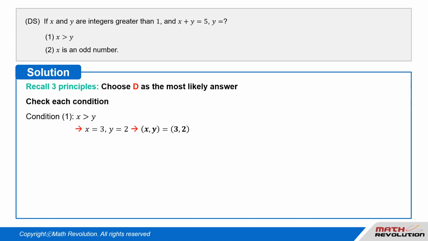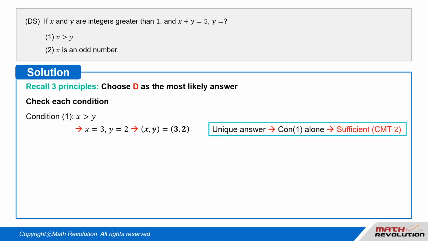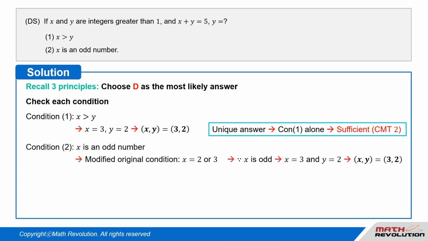Condition 1 tells us that x is greater than y. As x is greater than y, the possible values of x and y are 3 and 2 respectively. That is, x, y equals 3, 2. The answer is unique, so the condition is sufficient by CMT2, which states that the number of answers must be 1.